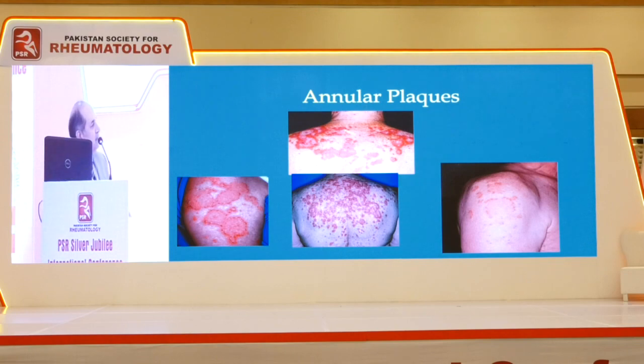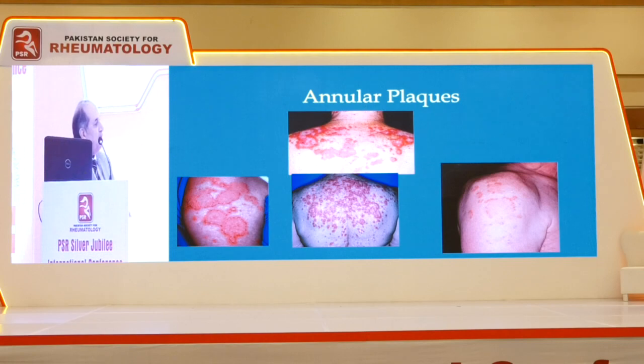Now, annular plaques, that is ring-like lesions, where the center is relatively clear and the border is more erythematous. Such lesions are known as annular lesions, and patients may present with these lesions on the face, over the upper trunk, front and back, and the shoulders, along with joint pains. This mimics so many other dermatoses, like tinea corporis, fungal infections, but it also mimics psoriasis, it also mimics eczema.